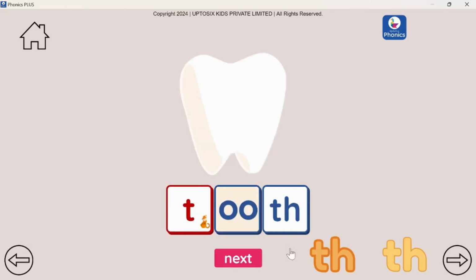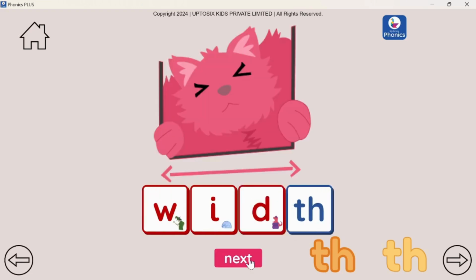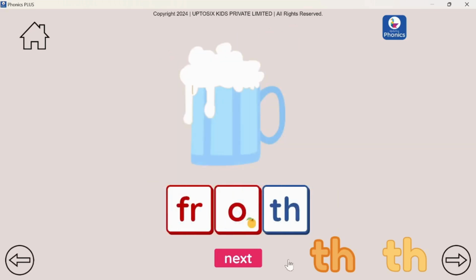As in tooth. Tooth. As in width. W, I, D, width. Width. As in froth. Froth.